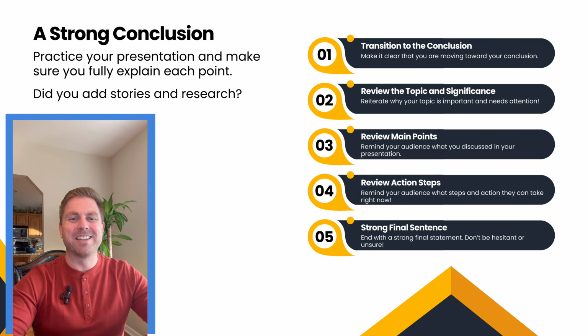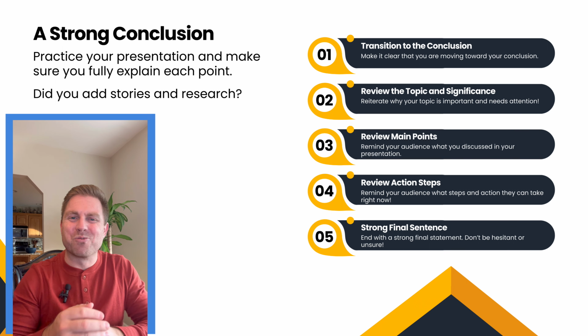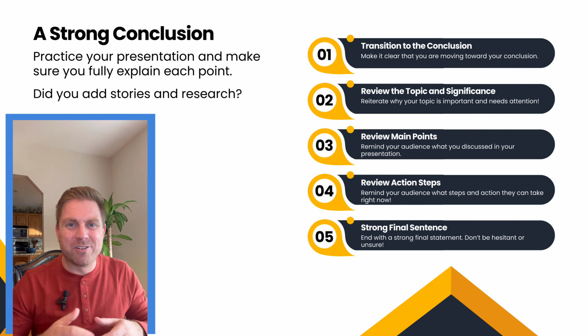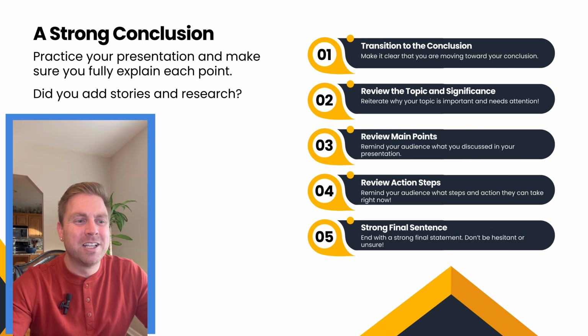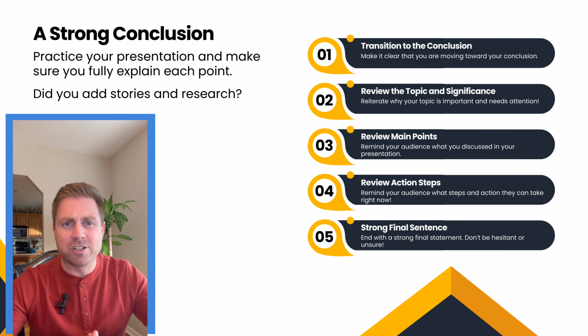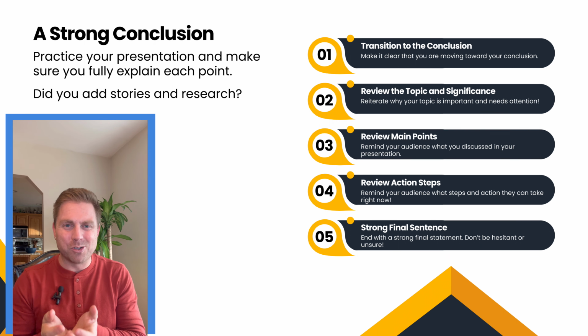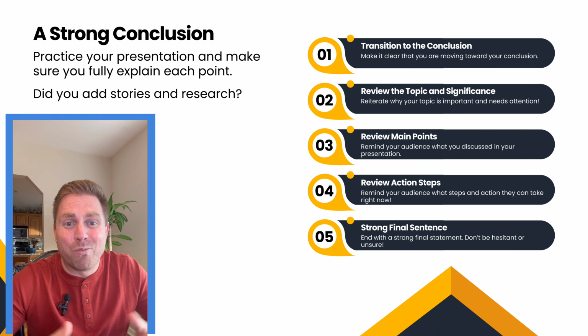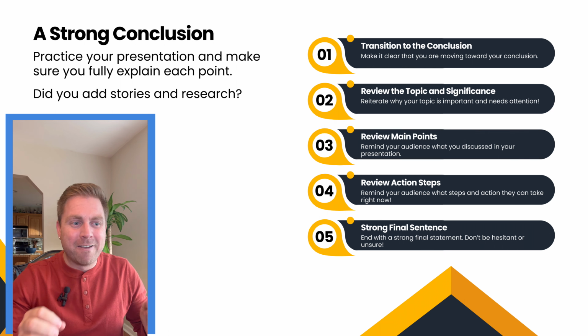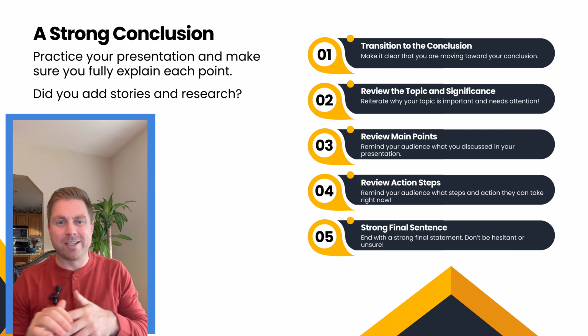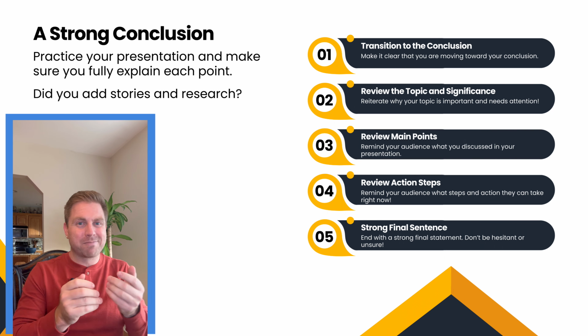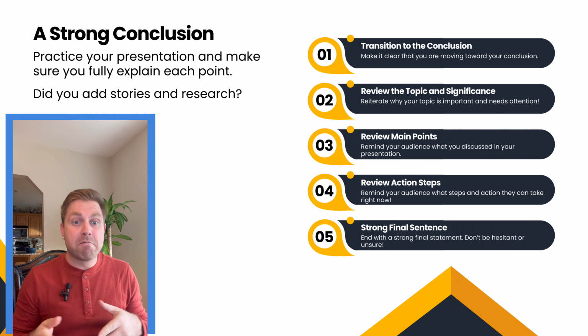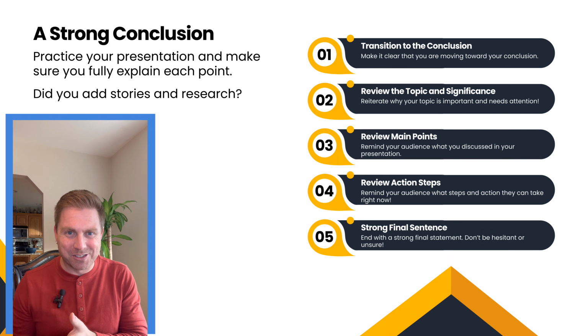All right, we're moving on into the conclusion of the speech, and I want you to think that you're wrapping everything up and you're reiterating everything that you just talked about. So make sure that it's very clear to your audience that you are transitioning to the conclusion. Then you are going to want to review your topic and why your topic is important. Following that, you want to review your main points. So today we looked at the problems, causes, and solutions, or the causes, effects, and solutions.